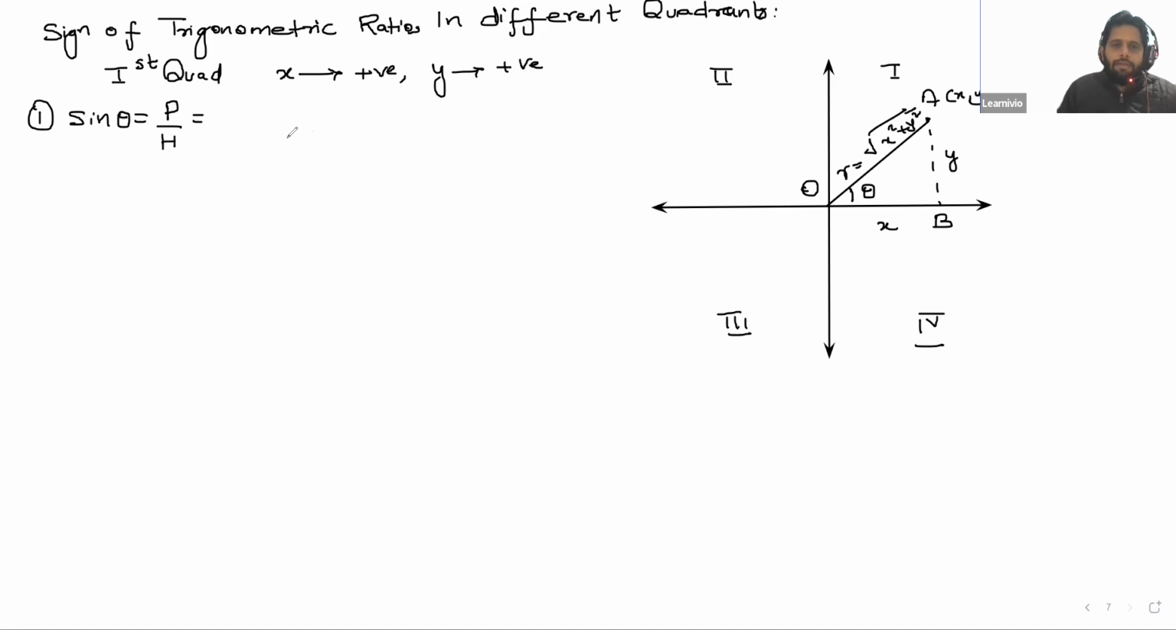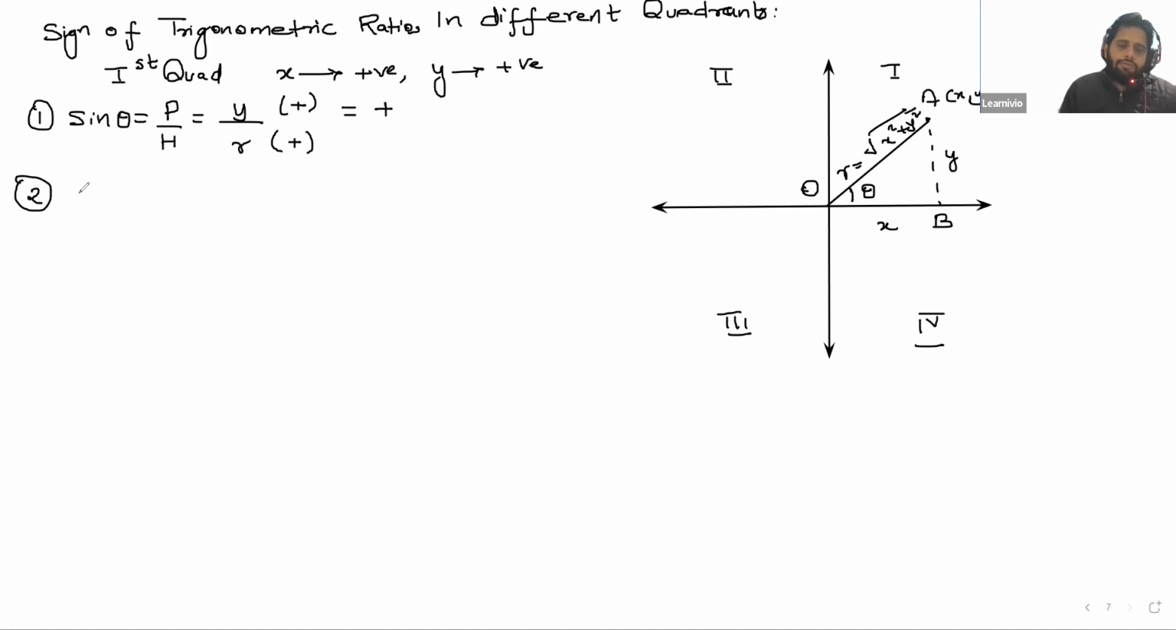Sir, why? Y. What is hypotenuse? R. Now in this case, y is what, positive or negative? Positive. R is what, positive or negative? Positive. Now positive by positive is what? Positive. It means in the first quadrant, the sign is positive.